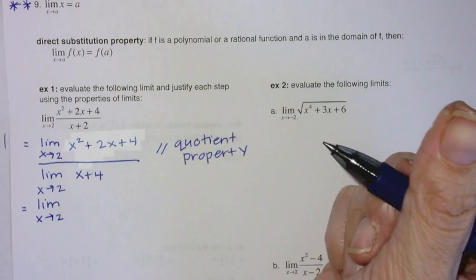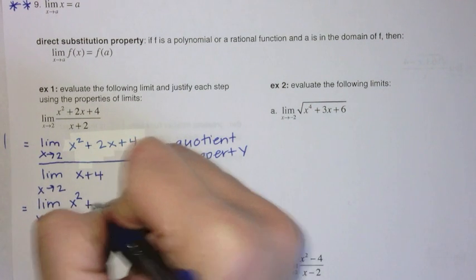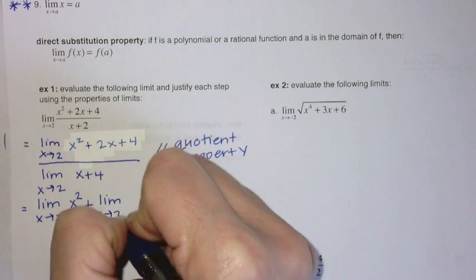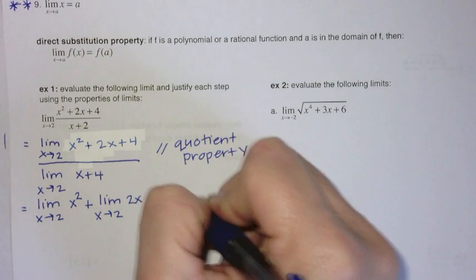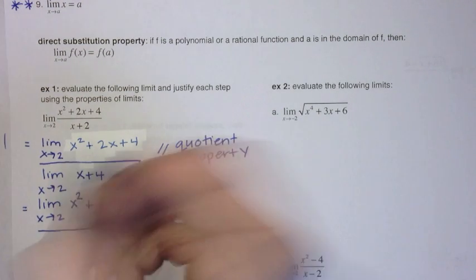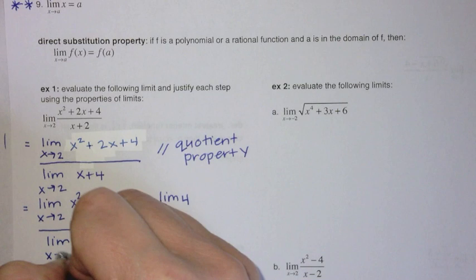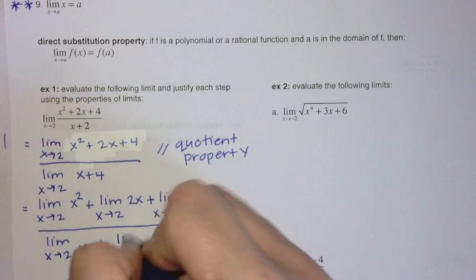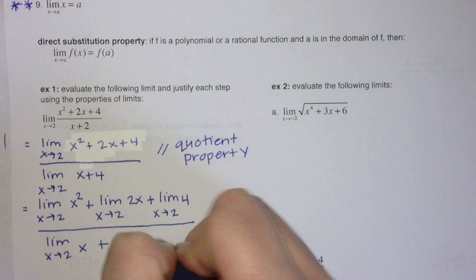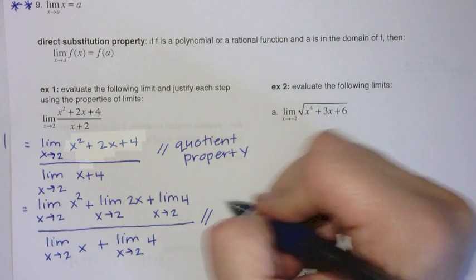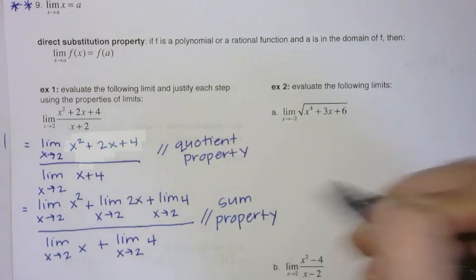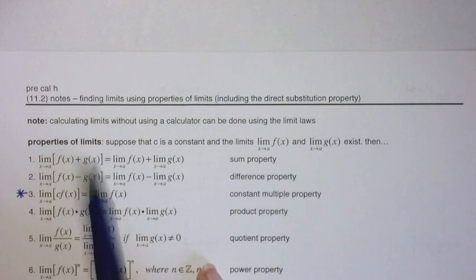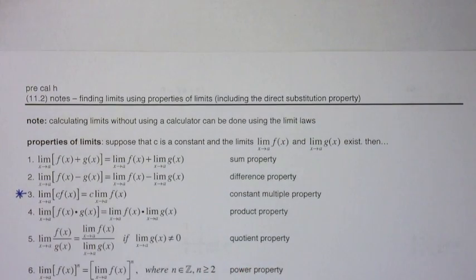We have the limit as x approaches 2 of x squared plus the limit as x approaches 2 of 2x plus the limit as x approaches 2 of 4, all over the limit as x approaches 2 of x plus the limit as x approaches 2 of 4. Whew! And that, my friends, was how we apply the sum property. Now, that was kind of tedious. And again, we won't be doing this always, but look, this is what the sum property says. If you're adding individual functions, then you can split them up within each limit.